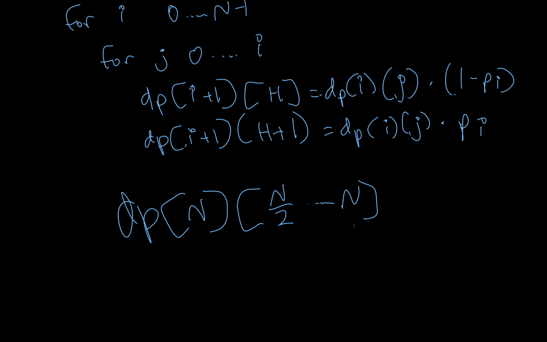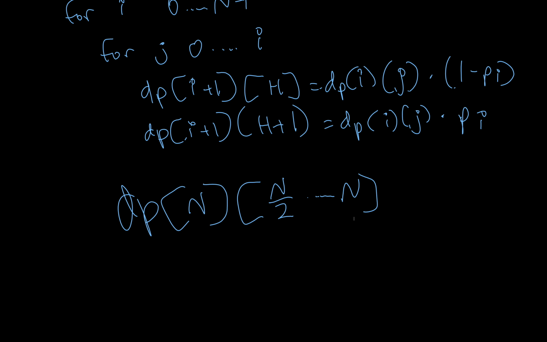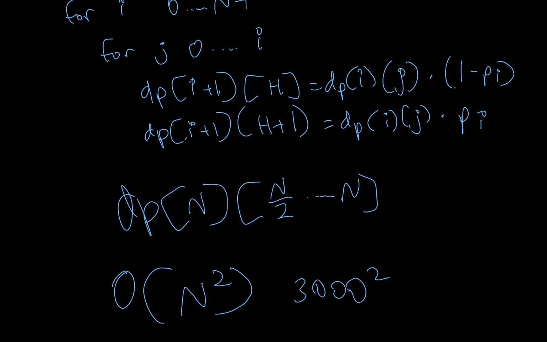This way, we've essentially eliminated a dimension, because it was redundant, and now our complexity is n squared, which works under the time complexity if n is 3000. 3000 squared works for our 2-second time limit.